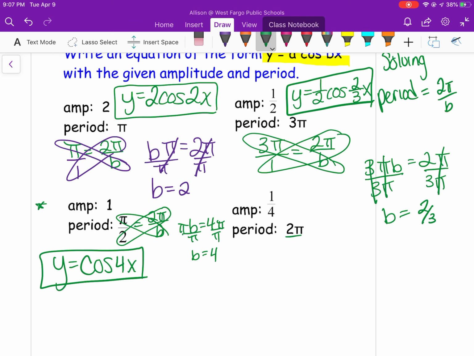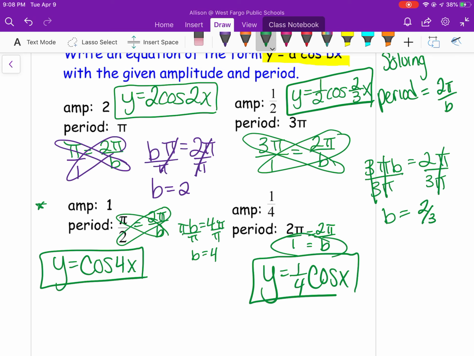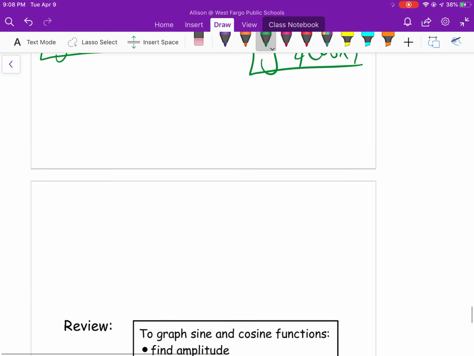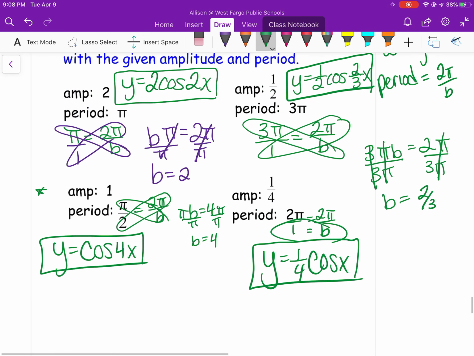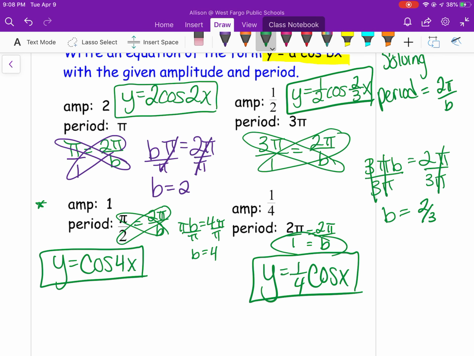If you have a period of 2 pi, then b must equal 1. So the numerators are the same, so b equals 1. So this one would be 1/4 as my amplitude, cosine of just x, or 1x. So the 1's not necessary there. Okay, that is it. So it's a little bit shorter.